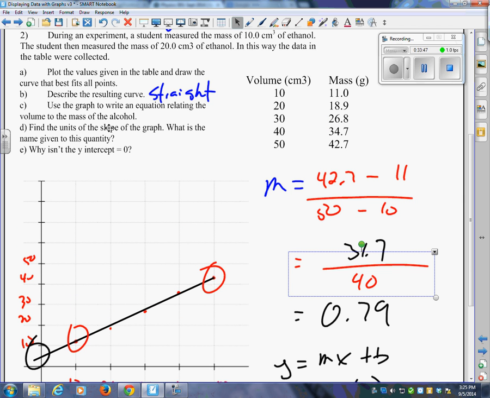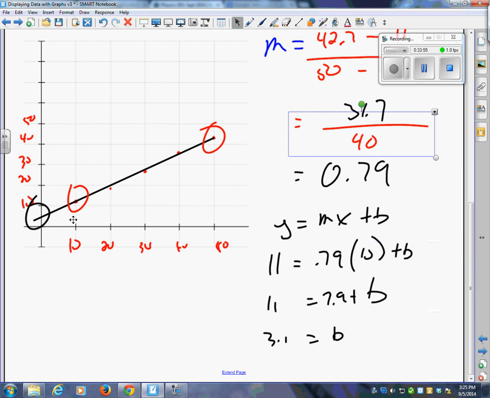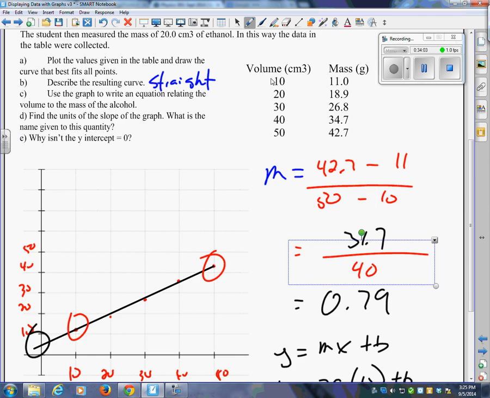Find the units of the slope of the graph. And why isn't the y-intercept 0? Why isn't the y-intercept equal to 0? Should it be? No. It doesn't have to be, but in this case, I've got mass and volume here.